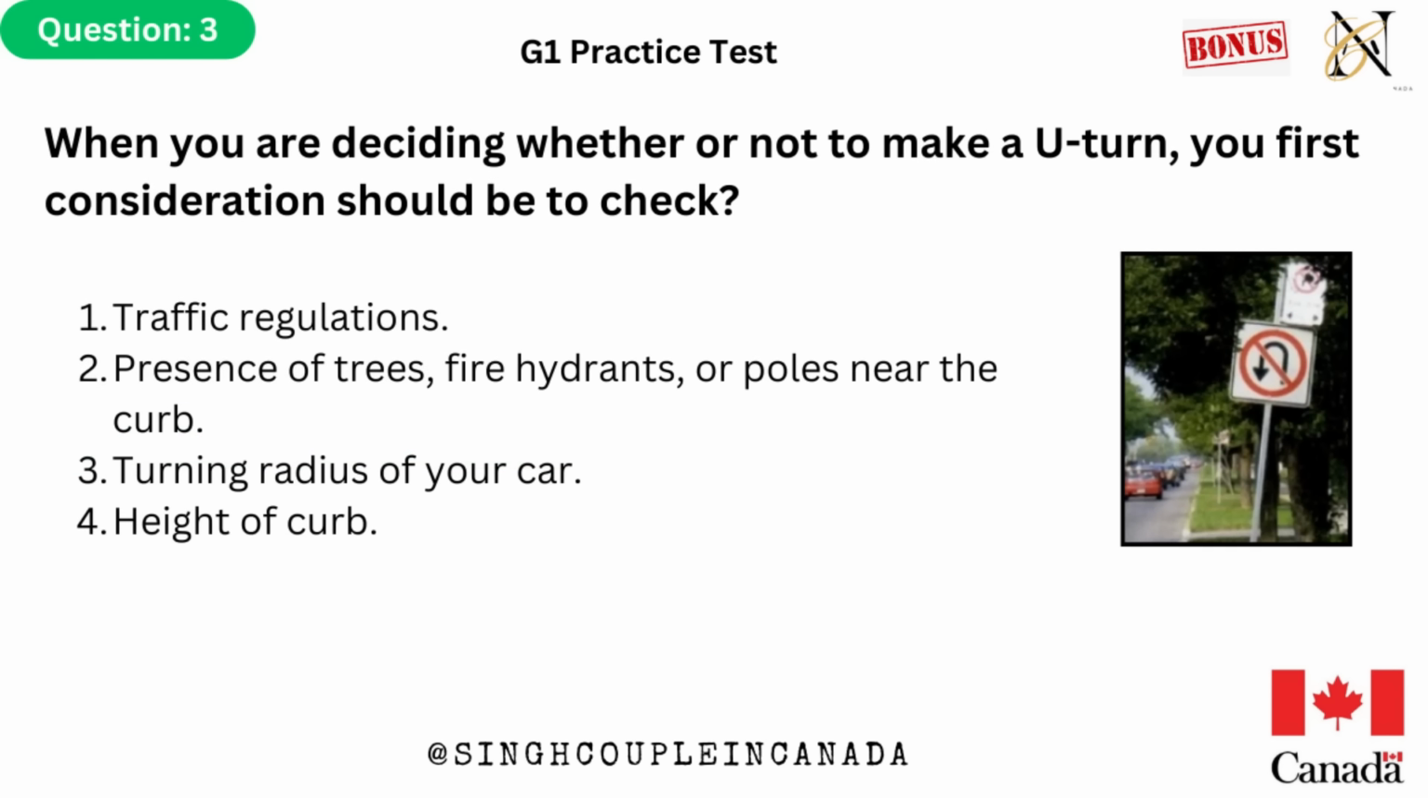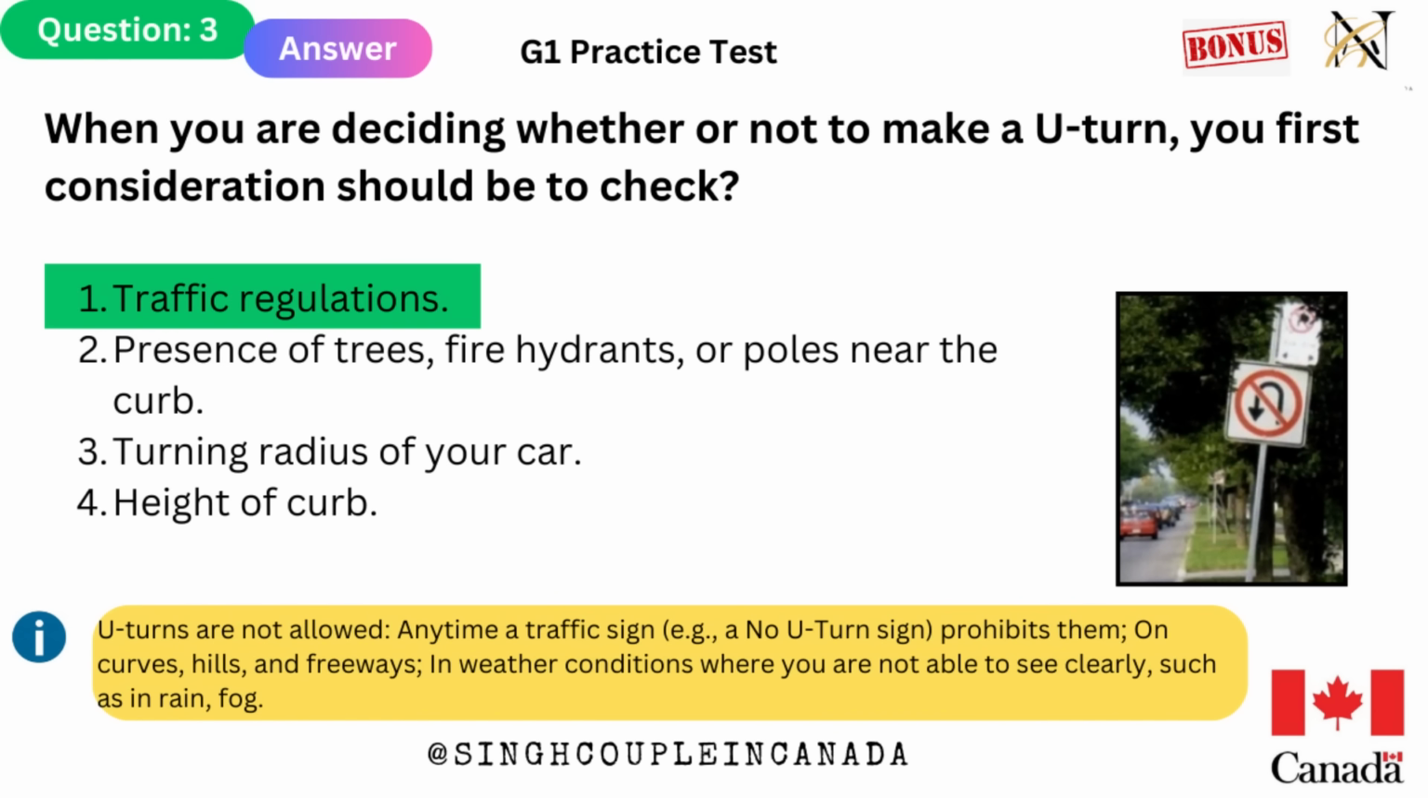U-turn. When you are deciding whether or not to make a U-turn, your first consideration should be to check 1. Traffic regulations. 2. Presence of trees, fire hydrants, or poles near the curb. 3. Turning radius of your car. 4. Height of curb. The answer is 1. Traffic regulations. U-turns are not allowed anytime a traffic sign, for example, a no U-turn sign, prohibits them, on curves, hills, and freeways, in weather conditions where you are not able to see clearly, such as in rain, fog.